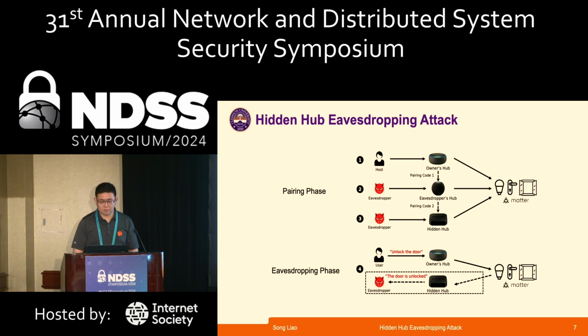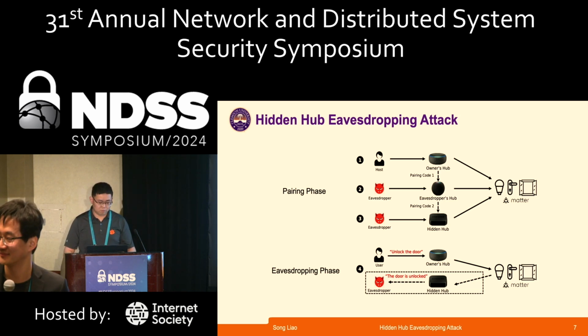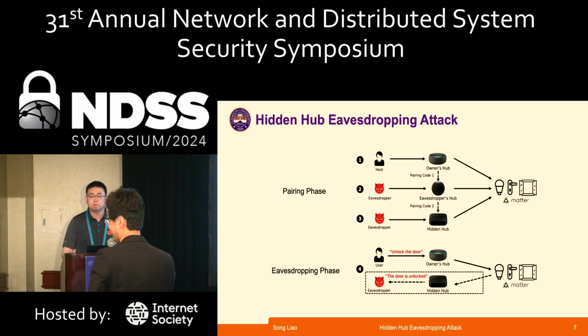Good presentation. Just another clarification question. So the hidden hub has to be within the same home network as the owner's hub. Is that right? Not necessarily. Such as an Airbnb room, they can put them in the same network. Unless the owner checks the network traffic, they wouldn't find that. So the hidden hub has to be in the same network? Yeah, it could be. Okay, thank you.